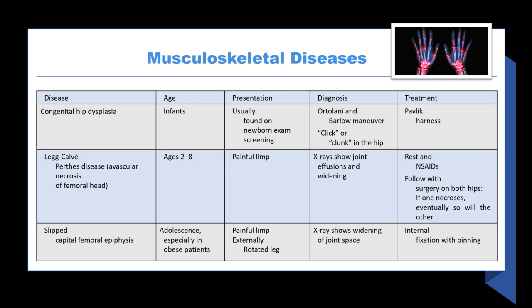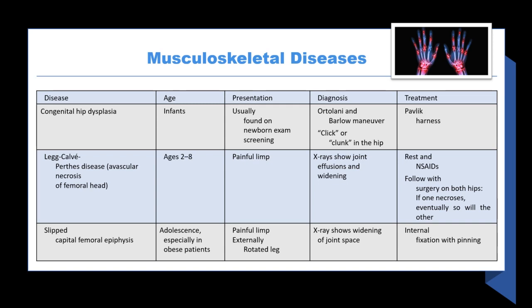Congenital hip dysplasia usually occurs in infants. How does it present? It's usually found on newborn screening exam. What we do is the Ortolani and Barlow maneuvers, and we can hear a clicking or clunking sound of the hip. The treatment is with a Pavlik harness.